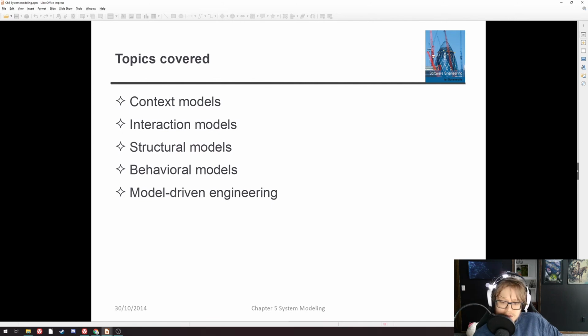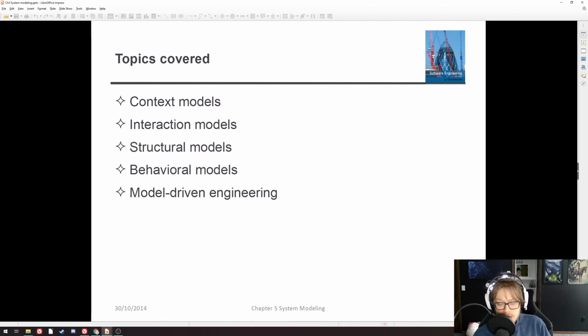So context, of course, talking about where it is that your system fits into the broader world, into all the other different systems and people and things that interact with it. Interaction models referring more to how users and others will interact with your system. The use case diagram is one of those we just looked at.